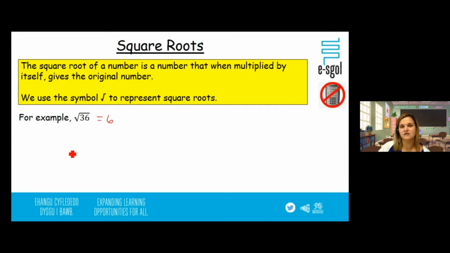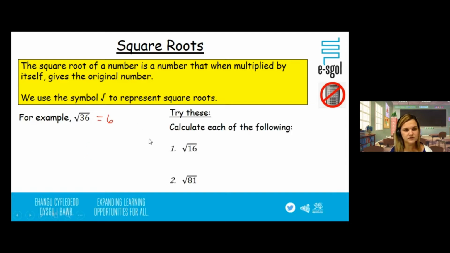Some people go wrong with this one where they'll say, what's half of 36? Or they might write down 6 times 6 here. It can't be that. It has to just be the value that you would multiply by itself to get the number under the root. So pause the video now and have a go with these on the right hand side, please, and then I'll go through them.